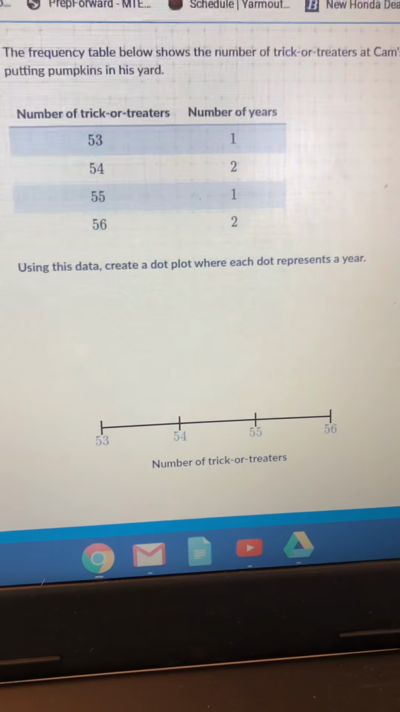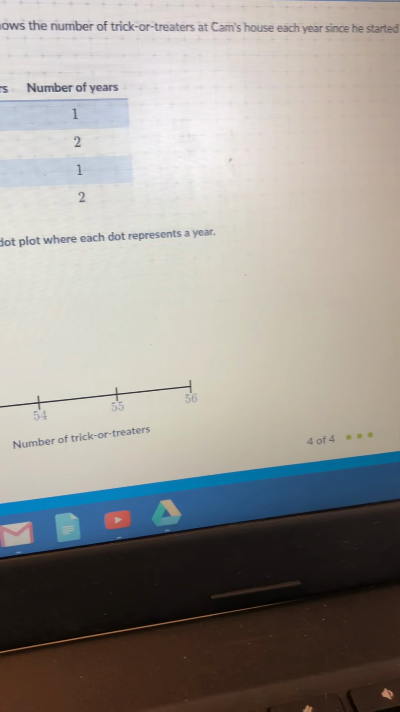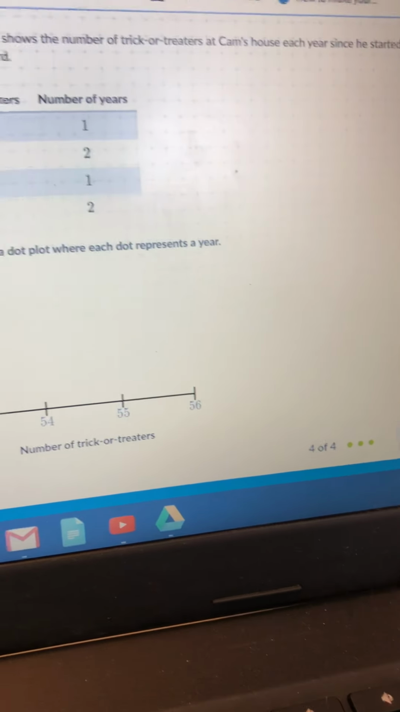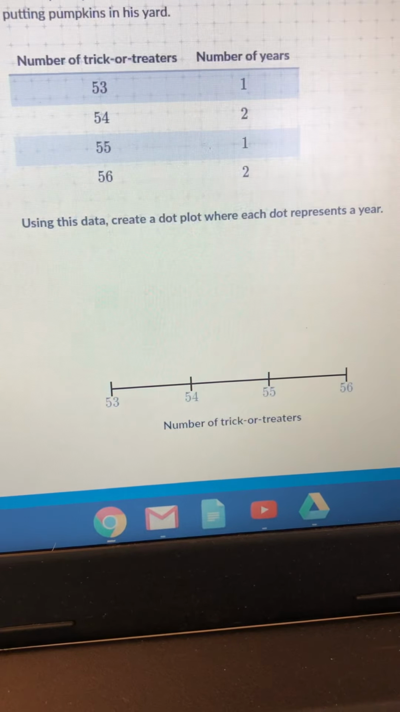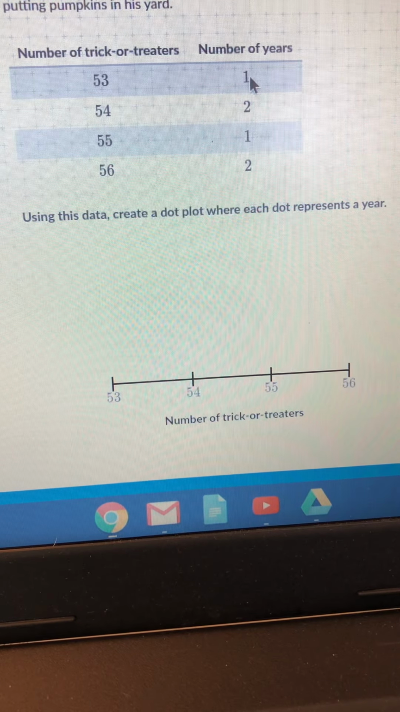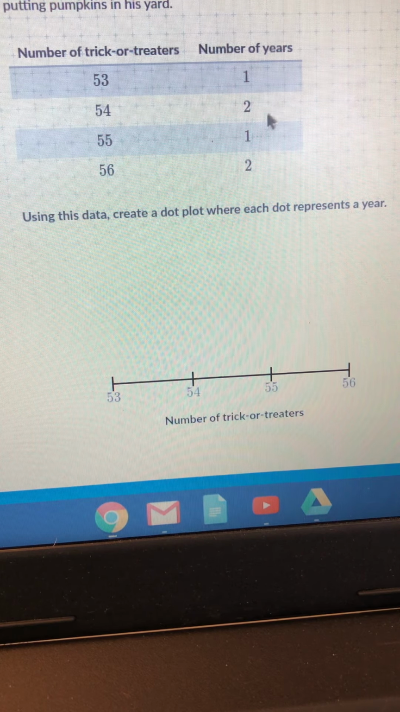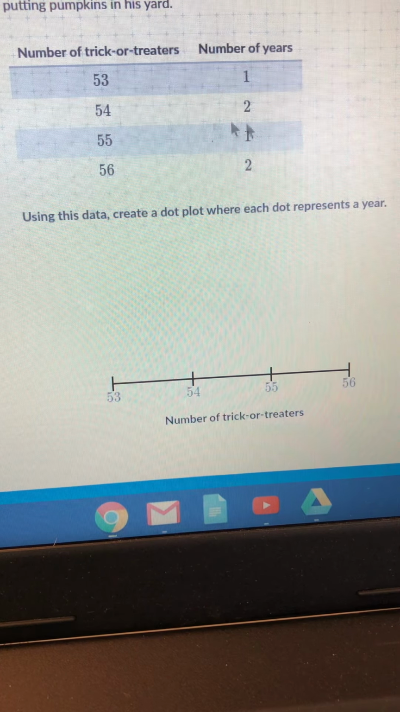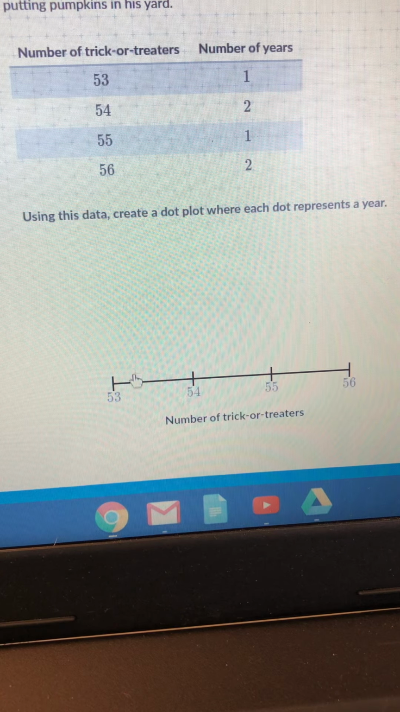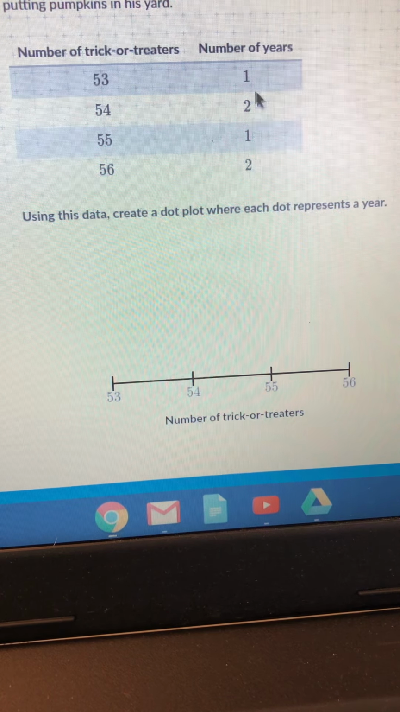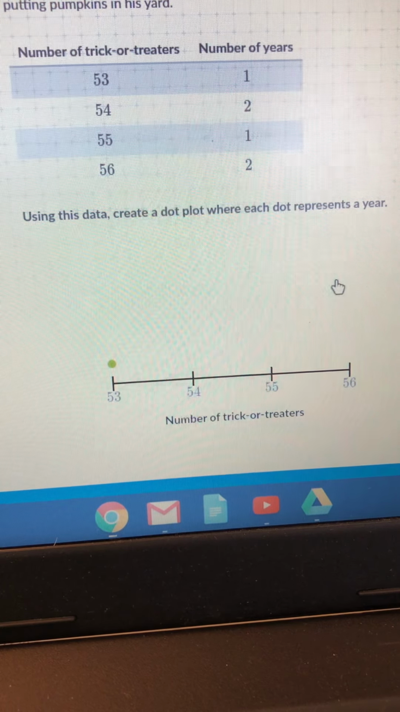Okay, so the frequency table below shows the number of trick-or-treaters at Cam's house each year since he started putting pumpkins in the yard. Number of trick-or-treaters, number of years. So for 1 year, there were 53 trick-or-treaters. 2 years, there were 54 trick-or-treaters, and so on. Using this data, create a dot plot where each dot represents a year. So again, I'm counting up here and matching it to here. So here's the 53, there was 1 year, that means there should be 1 dot. Again, each dot represents a year.